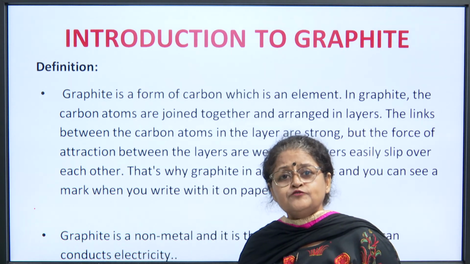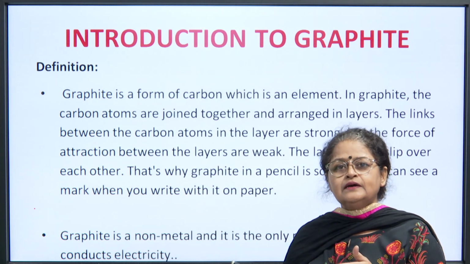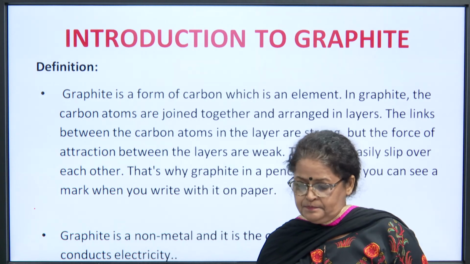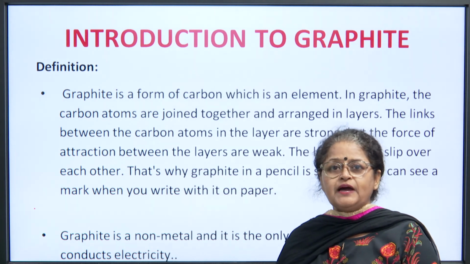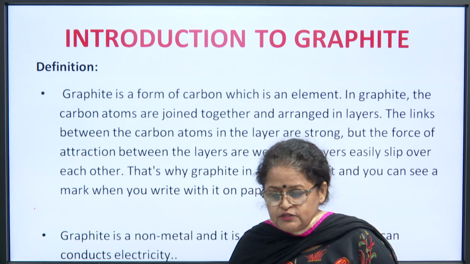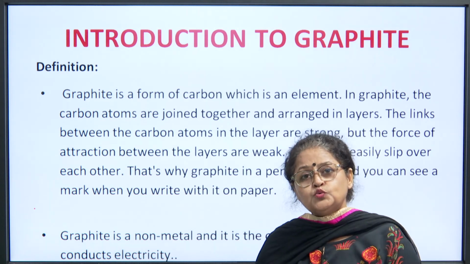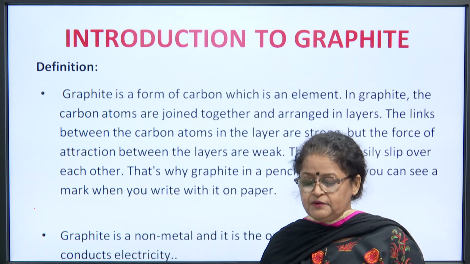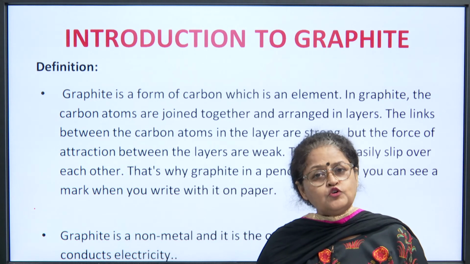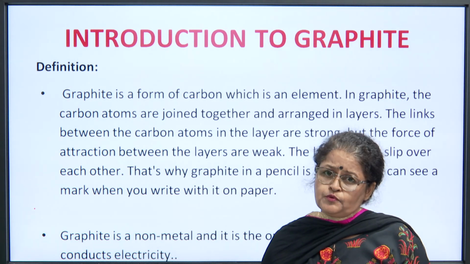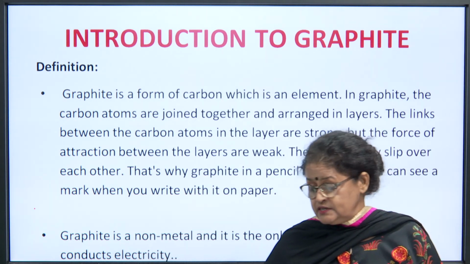The layers easily therefore slip over each other because van der Waals forces are weak, and the interlayer distance is much higher compared to the bond length, of course. So, they can easily slip over each other by application of force. That is why graphite is used in pencil leads, because it is soft and slippery. When it is dragged onto a paper, it leaves an impression on paper, and that is how we can write. Graphite, of course, we know is a non-metal. Why? Because it is made of carbon. And it is the only non-metal that conducts electricity.